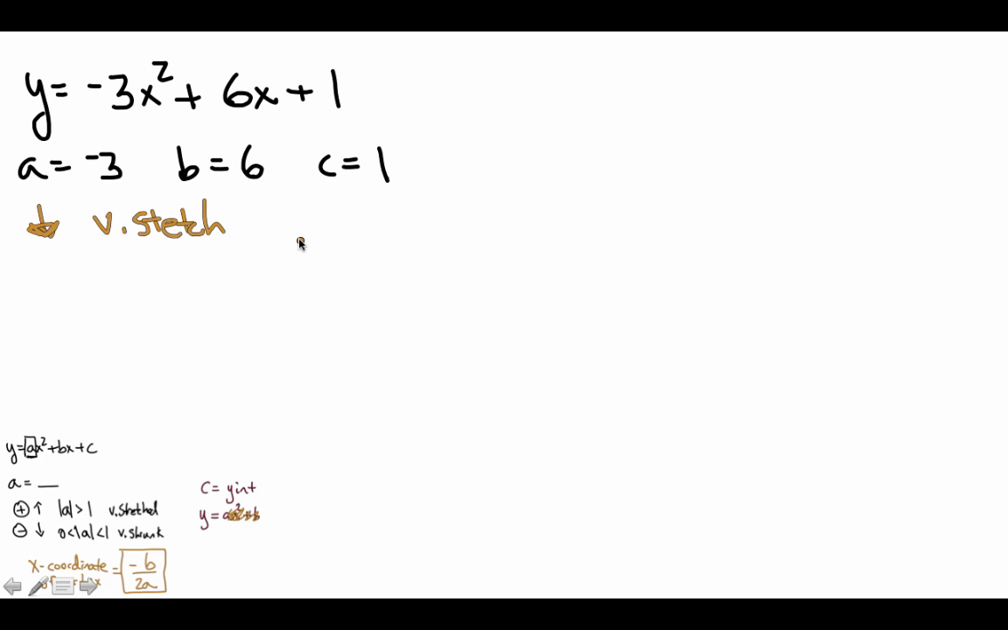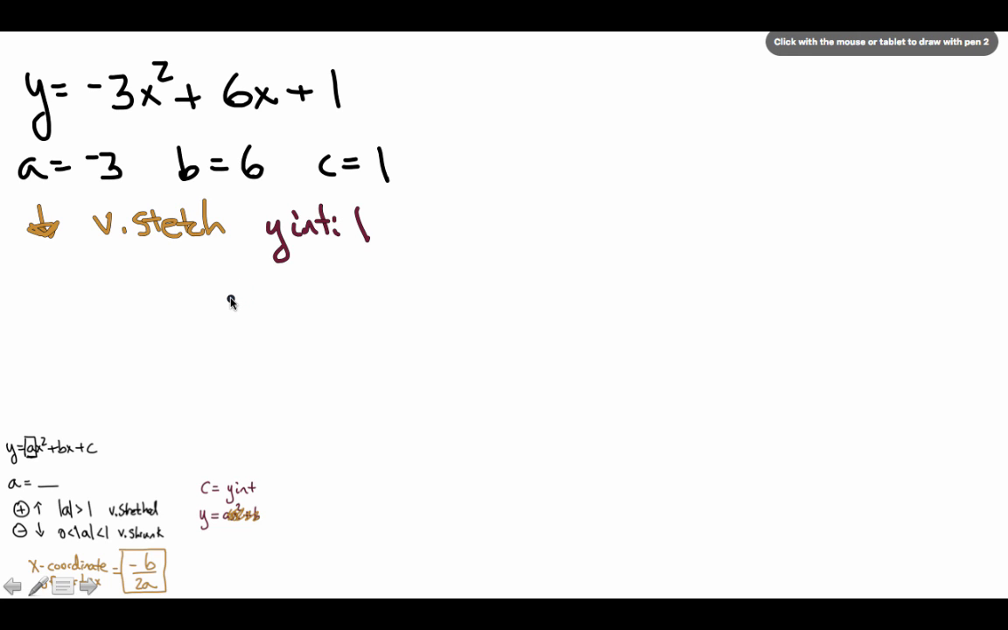The next thing I'm going to write down is the y-intercept. The y-intercept, pretty easy to find. It's just the value of c, which is 1. Remember, this should not be something we have to memorize, but something we understand. Plug in 0 for x and you would get 0 plus 0 plus 1, so we know the y-intercept's 1.